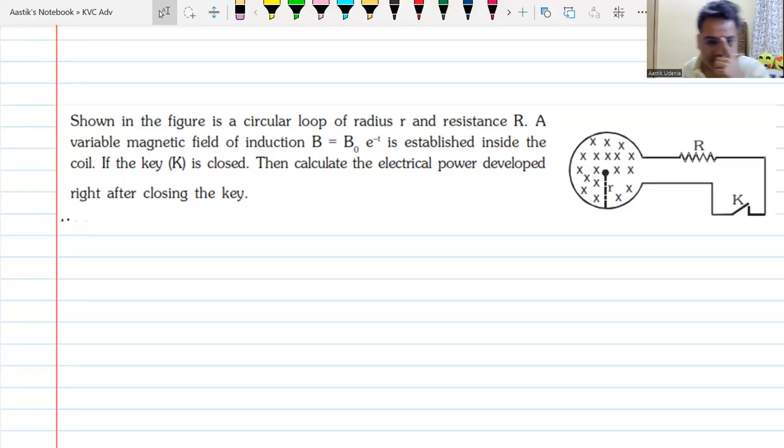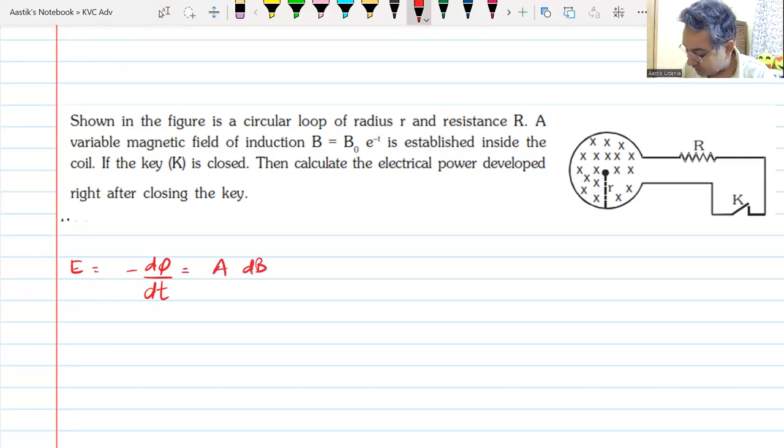So how are you supposed to find this? You have to find out the induced EMF. How do you find out the induced EMF? Minus d phi by dt. You differentiate this flux. How do you differentiate this flux? You take the area out and you differentiate magnetic field. Do we understand this? Yes.